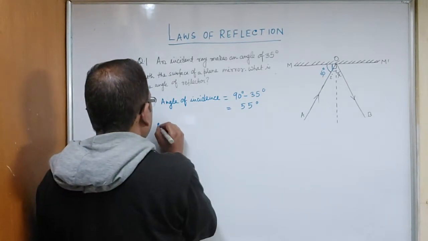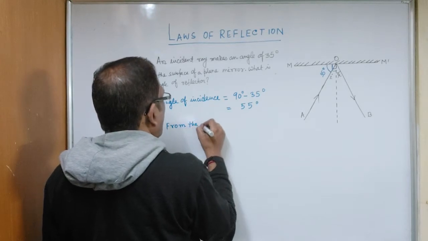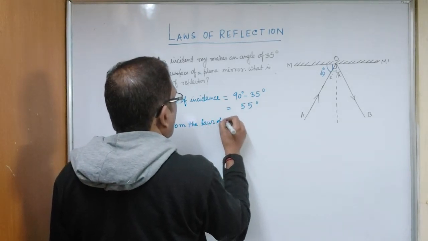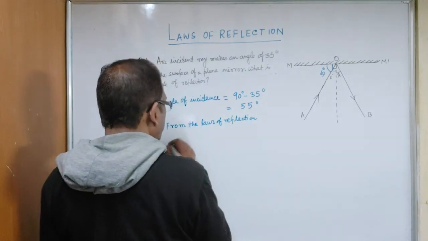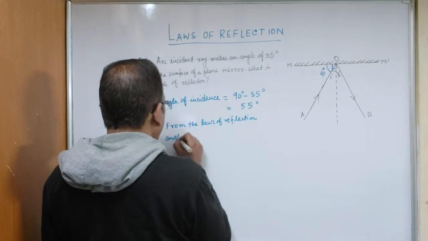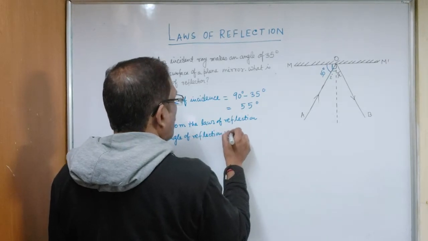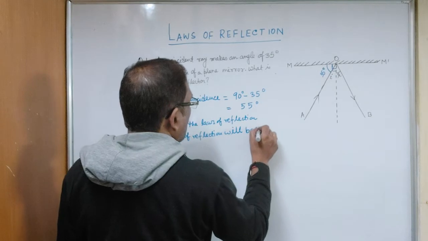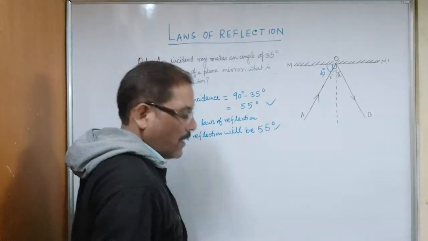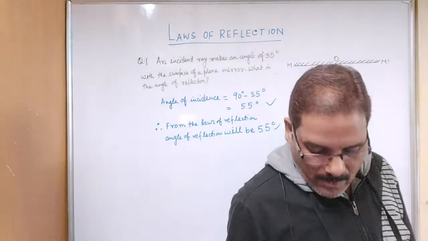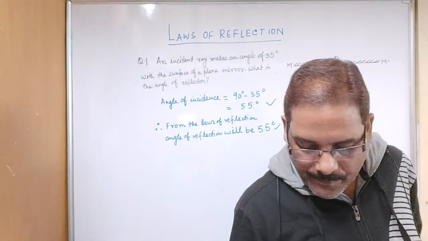Therefore, from the laws of reflection, angle of reflection will be 55 degree. Since these two are equal according to laws of reflection, it will be 55 degree angle of reflection.